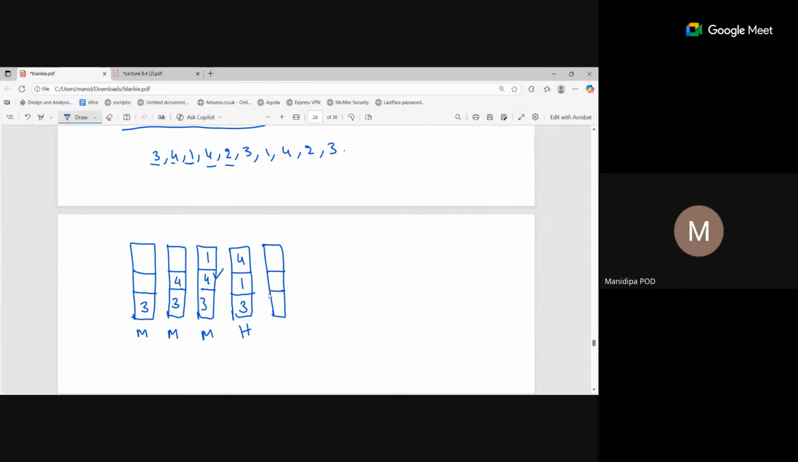So which one will be replaced? 3, the least recently used. So the rest of them will maintain their positions. So first 2 comes as the most recently used, then 4, then 1. Okay, this is a miss.